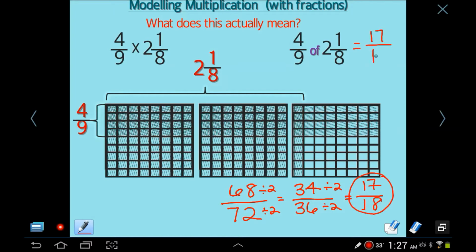There you have it. 17/18, which seems kind of strange because usually when you multiply, numbers get bigger, right? Numbers usually get bigger. However, we're multiplying fractions. So when you multiply a fraction of a fraction, things are going to get smaller. That's just how fractions work. They are going to get smaller because you're taking a fraction of a fraction.